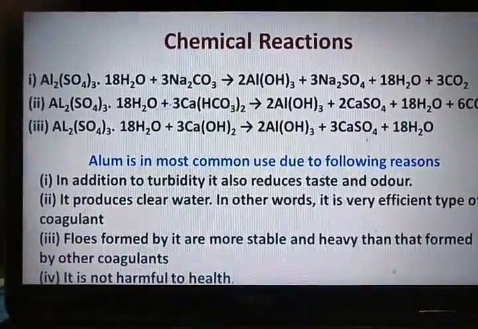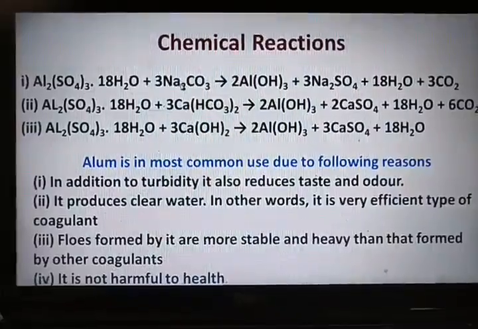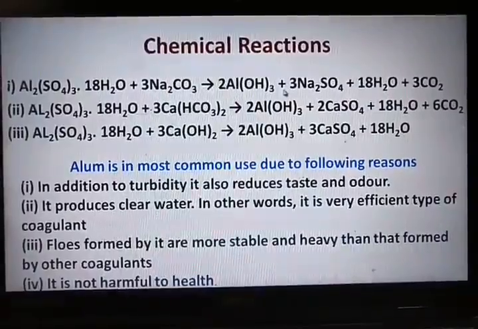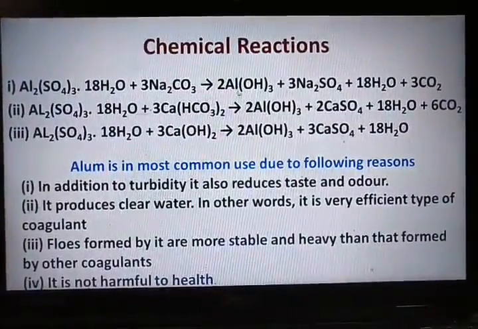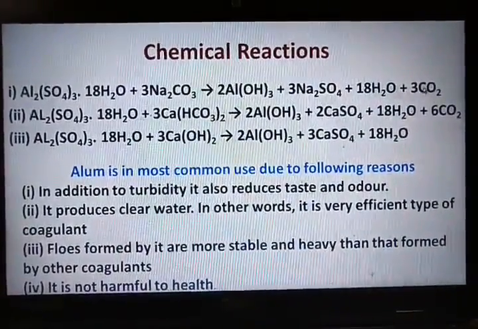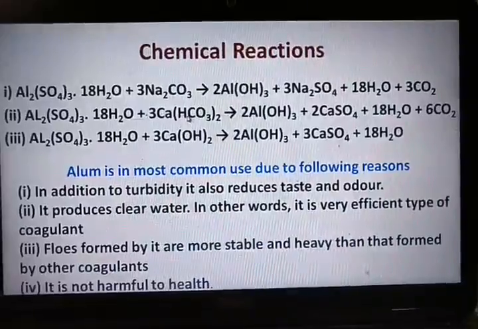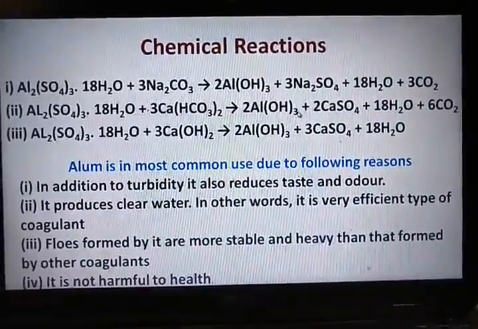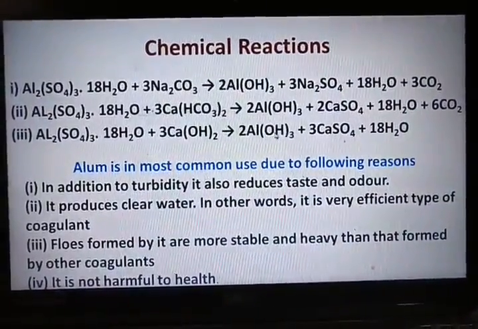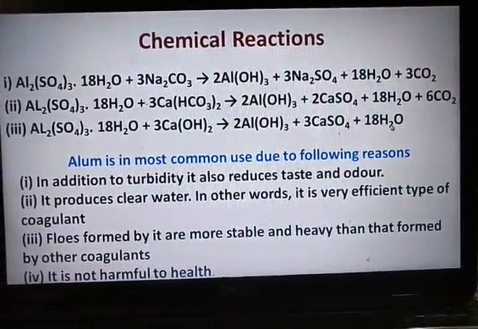Okay, so aluminum sulfate, that is alum, when it is mixed with sodium carbonate, this is the first stage of reaction, that is 2Al(OH)3 plus 3Na2SO4 plus 18H2O plus carbon dioxide. In the next step, these compounds will be formed into the precipitation of the stable aluminum hydroxide floc, with the formation of calcium sulfate and water.